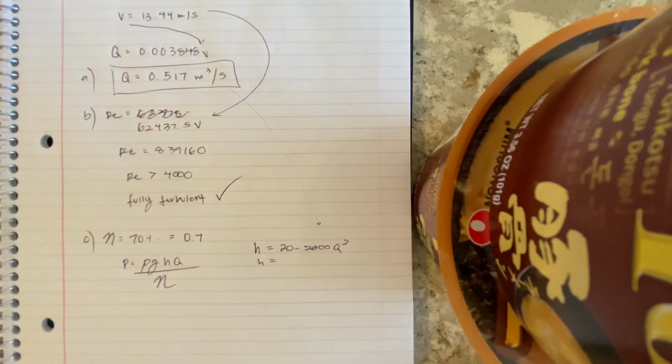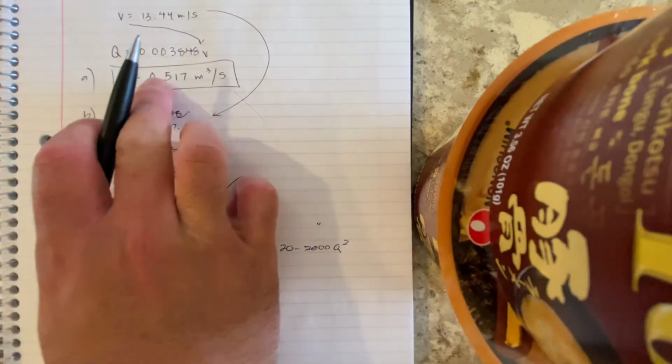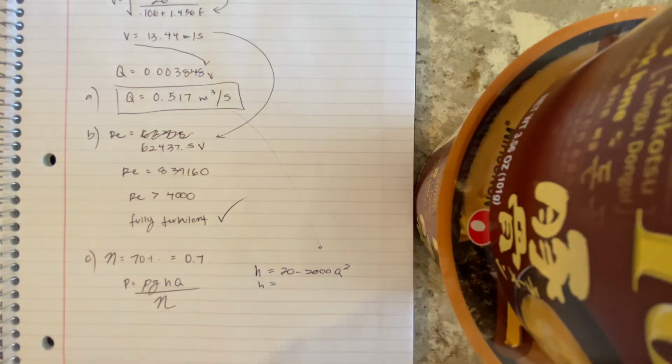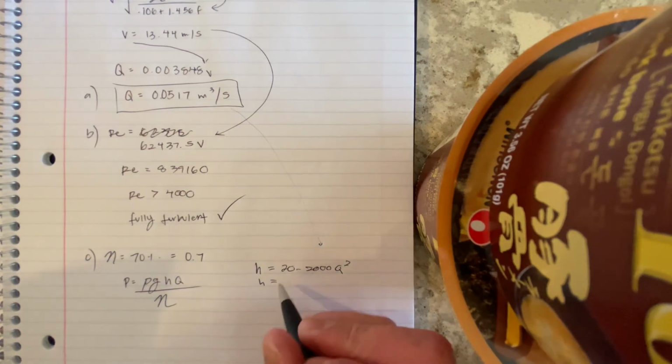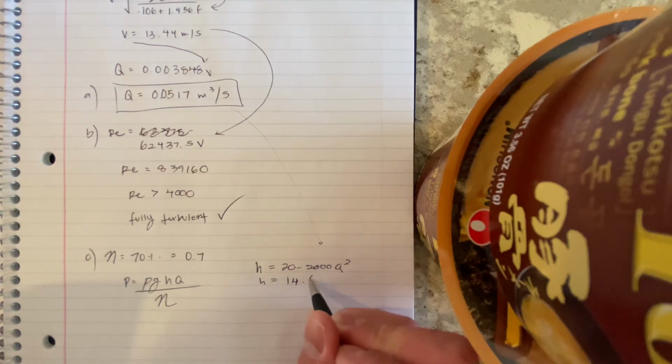So H would be ultimately equal to, times 0.517. Oh, I think I missed the 0 up here for volumetric flow rate. Oh yeah, I did. So this is 0.0517. So that's where I could have gone wrong. Let me plug that back into it: 20 minus 2000 times 0.0517 squared. And ultimately I would get 14.65.